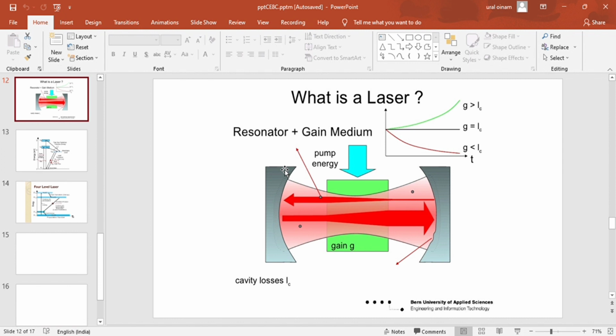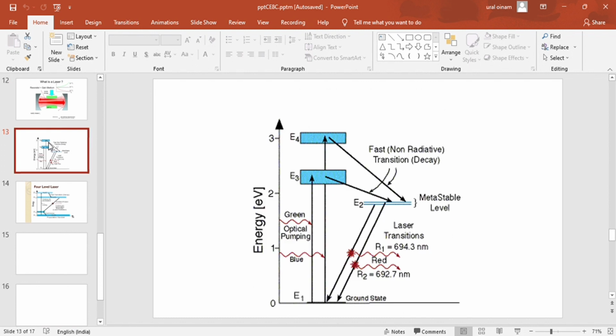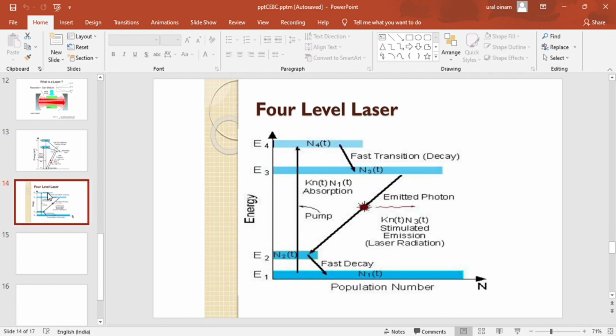One of these mirrors will have either 5%, 3%, or 2% transmitted. So around 5% of these photons will escape through, and that 5% is what we normally observe as laser. An example of the three-stage laser is the Ruby laser, which is the first laser ever created. And then we'll have the four-level laser.